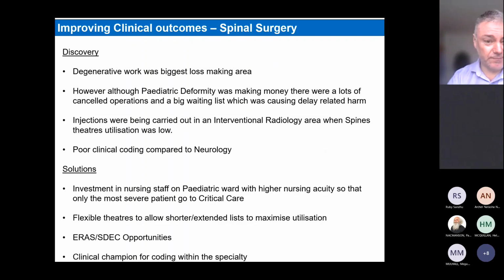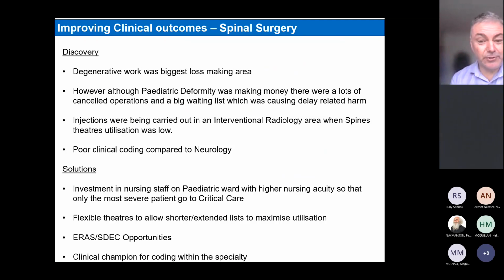So the solutions were we've invested in nursing staff on a paediatric ward. So now the ward's got a higher skill mix, and it means that only the most severe patients can go to critical care, because there's now another area that is like high dependency that isn't quite critical care, but we can put the Scoli patients on that. That's reduced the risk from a 20 down to a 0, because we've reduced the length of stay that people are waiting.